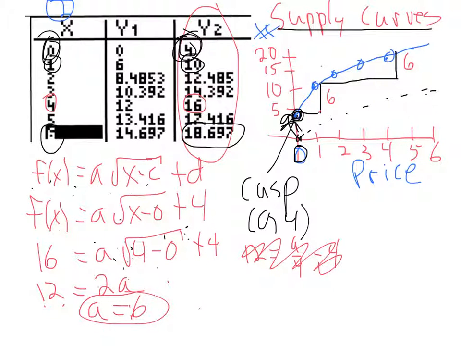Okay, so in this case, f of x equals 6 root x plus 4. Okay, and that's our function. All right, one more.